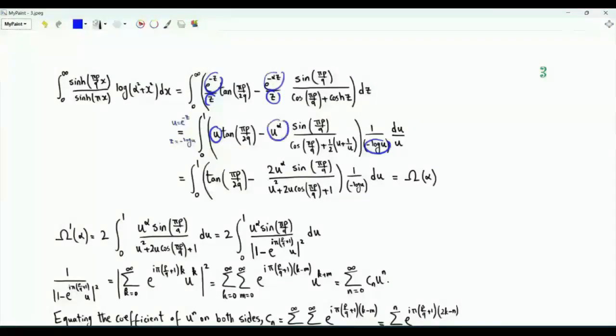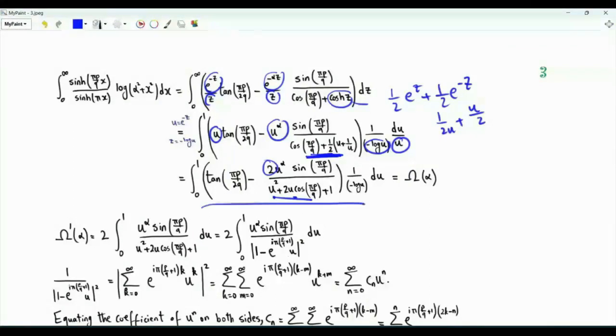e to the minus alpha z is u to the power alpha. This term here is 1/2 e to the z plus 1/2 e to the minus z. This is 1 over 2u plus u over 2. Multiplying the denominator here by 2u, we get u squared plus 2u cosine pi p over q plus 1. And we get this 2 upstairs. This is another form for the integral of interest.